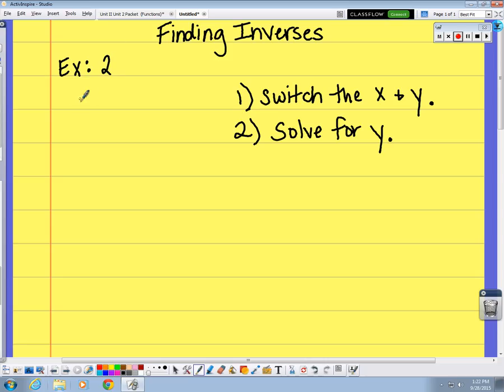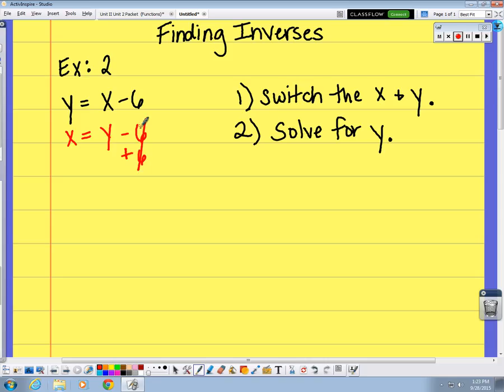Example 2 is y equals x minus 6. They want you to find the inverse of this function. Well, what's the very first step we need to do? Okay, what will it look like once we've done that? Right? Okay, now that we've done that, we need to go to step 2, solve for y. What would we do here? Add this 6 to get it away from the y.